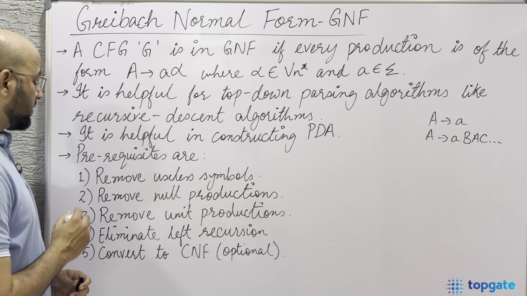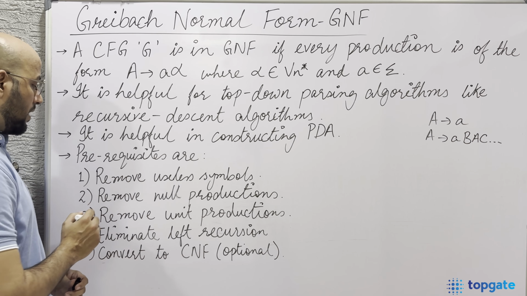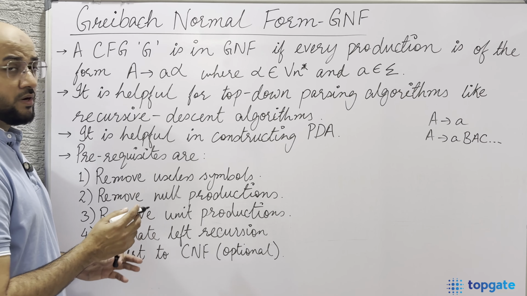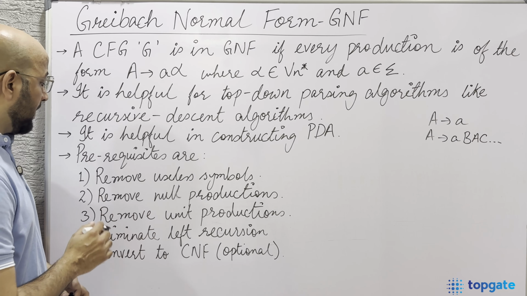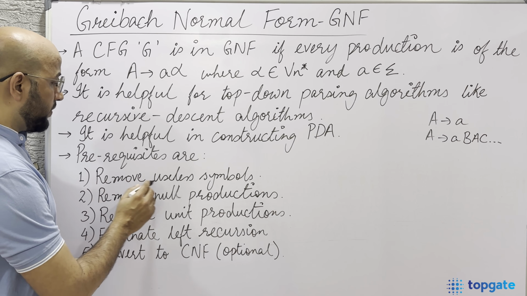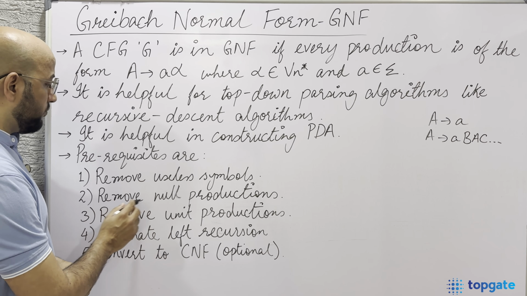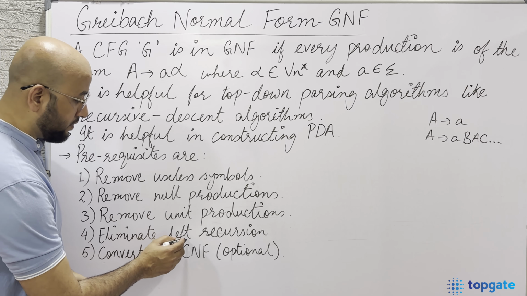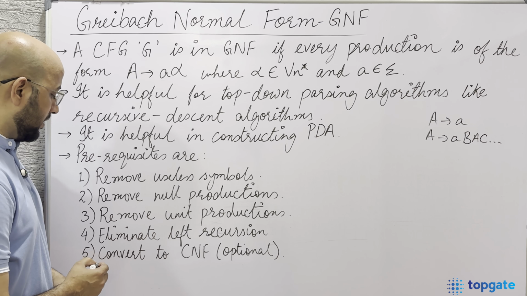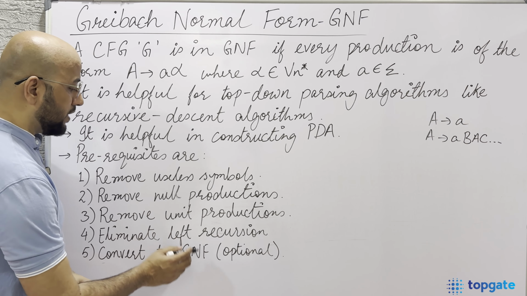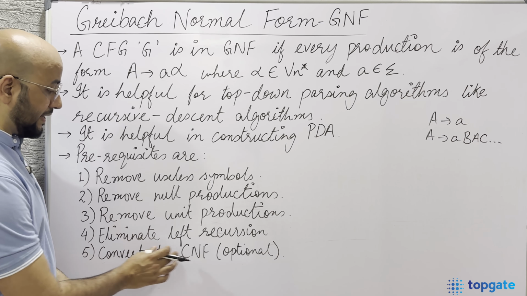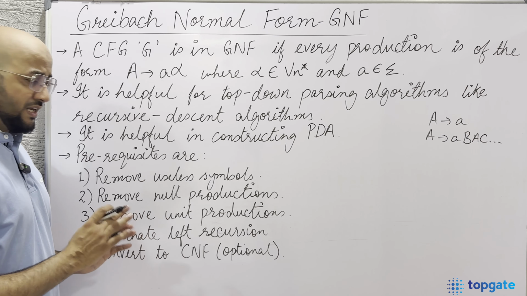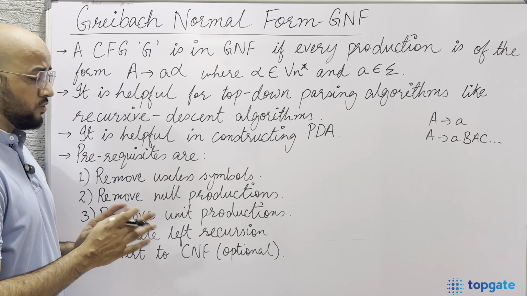Okay. Now the last point is the prerequisites of this Greibach normal form. We first have to ensure that all of these points are satisfied before converting a context-free grammar into a GNF. It says the first step is to remove the useless symbols first, then we have to remove the null productions, then we have to remove the unit productions, then we have to eliminate the left recursion from the context-free grammar, and then we have to convert it into a CNF form. Out of these 5 steps, the last one is not mandatory, it is an optional one. If you convert the context-free grammar to CNF first, then it would be easier for you to convert into GNF.